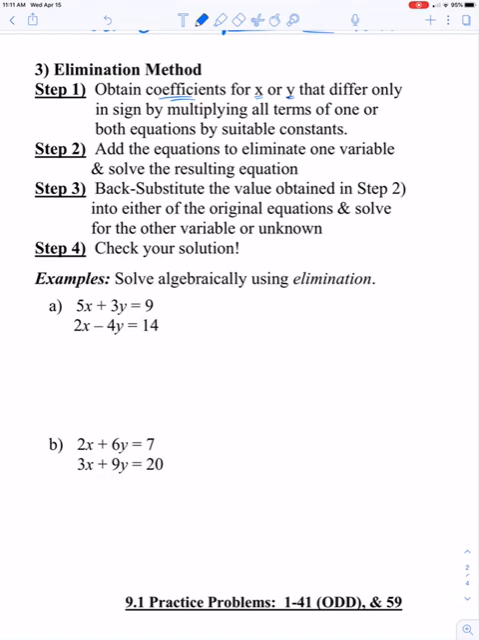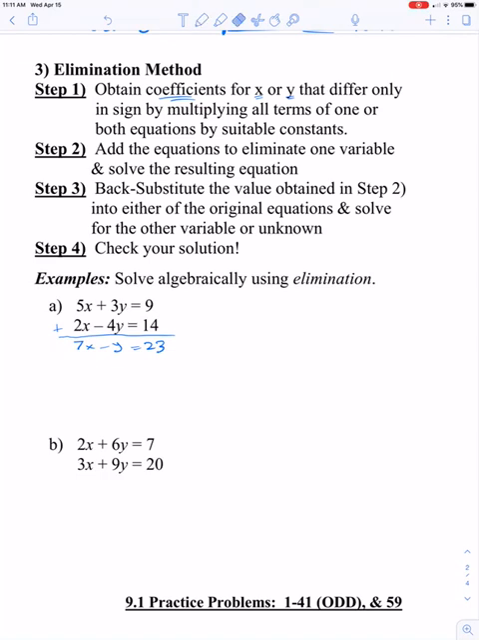Now let's look at this first system. We've got two linear equations. They're both in standard form, so I like that because then they line up nicely. We've got our like terms. If we were to add these together right now, we would get 7x minus y equals 23. That's not going to help me solve it, right? I've still got two variables. So we want to add and eliminate.